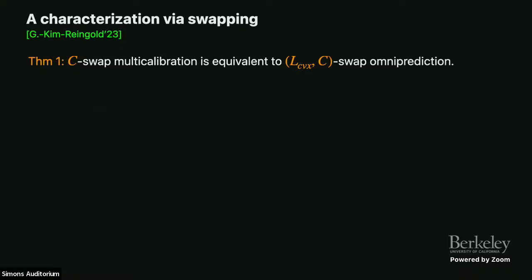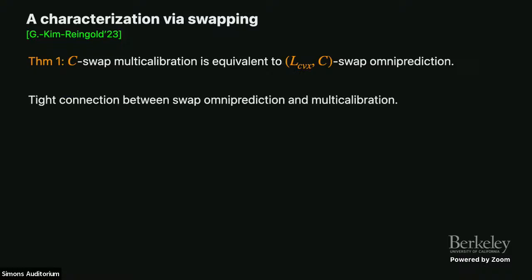Why is this interesting? Well, it tells us that although they said that when they worked on multicalibration they weren't thinking about loss minimization, they lied, right? Multicalibration is basically the same notion as a very strong omniprediction notion, which is swap omniprediction for convex losses.